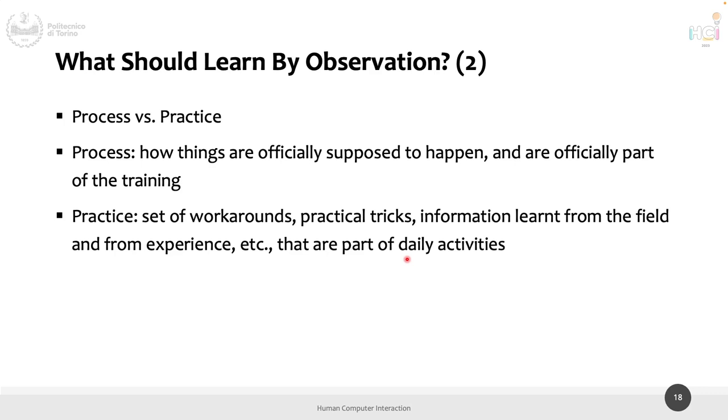Information learned from experience is part of the daily activity of the people. So if you think about yourself, one thing is the process. For instance, let's say choosing a class worth 3 credits. You open your schedule of the courses for the next year, you select a course from the list that you see on screen in the application on the website, you select OK, and you have done selecting a single course. But then there is the practice, like the course is not appearing. I need to search for it.